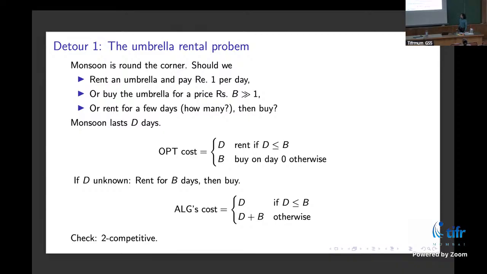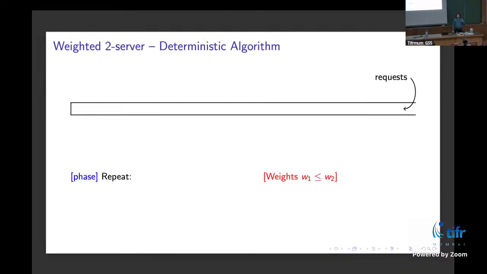So let's come back to the weighted 2 server problem. You have 2 servers, 2 locations in your cache. Let's say the replacement costs are W1 and W2, and let's say W1 is less than W2. It is instructive to imagine that W2 is much greater than W1. Just like we analyzed the LRU algorithm in yesterday's talk, we are going to divide this request sequence into several phases, and in every phase we'll ensure that the algorithm pays at most so much times the optimum cost for that phase.